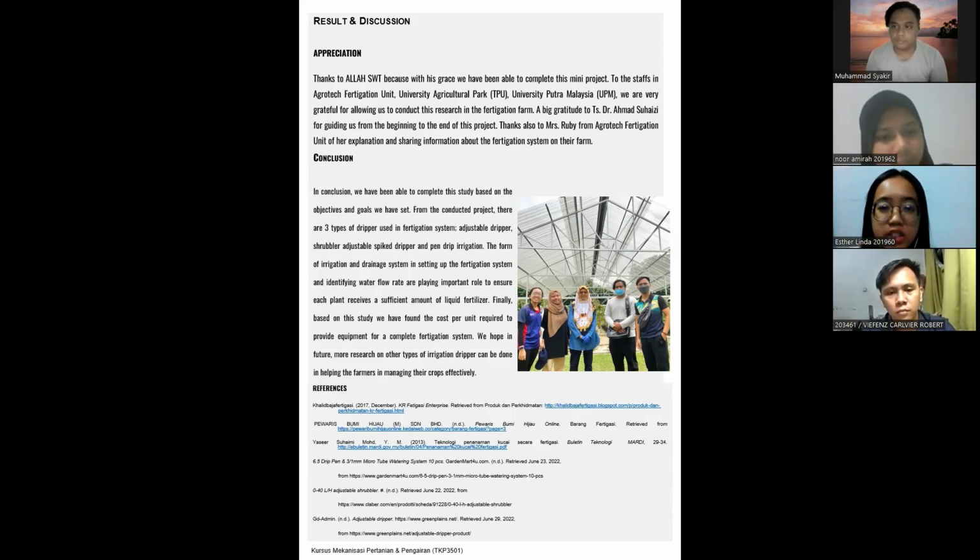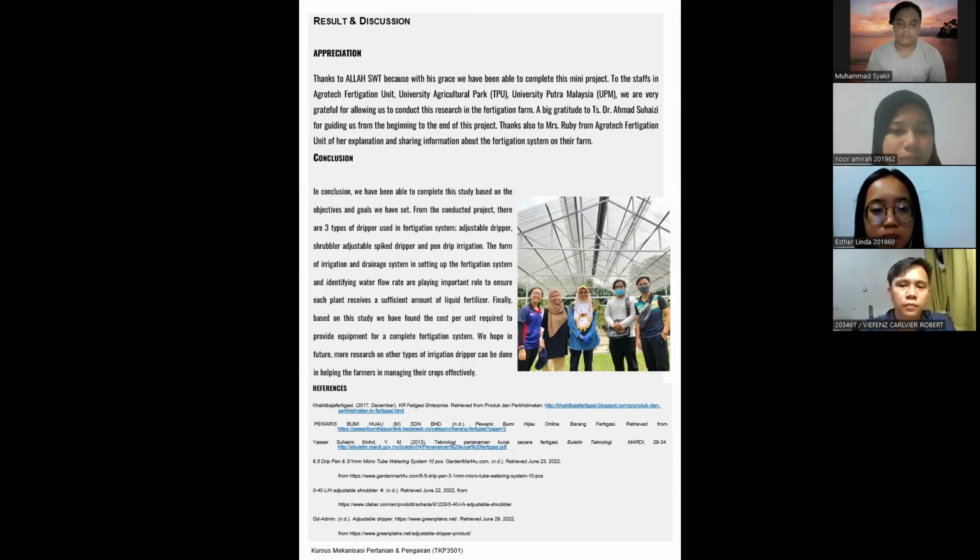The form of irrigation and drainage system in setting up the fertigation system and identifying water flow rate are playing important roles to ensure each plant receives a sufficient amount of liquid fertilizer. Finally, based on this study, we found the cost per unit required to provide equipment for a complete fertigation system. We hope in future, more research on other types of irrigation dripper can be done in helping the farmers in managing their crops effectively. And here are the references in doing our class mini project.